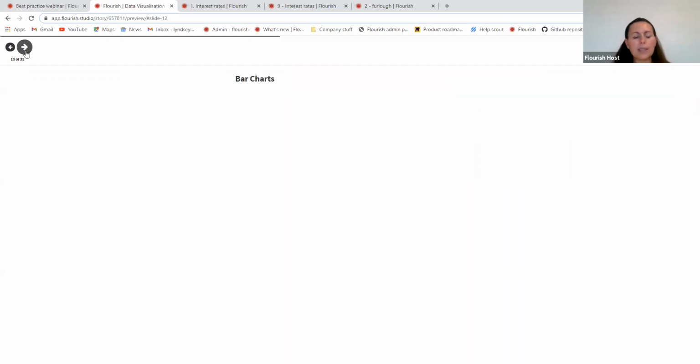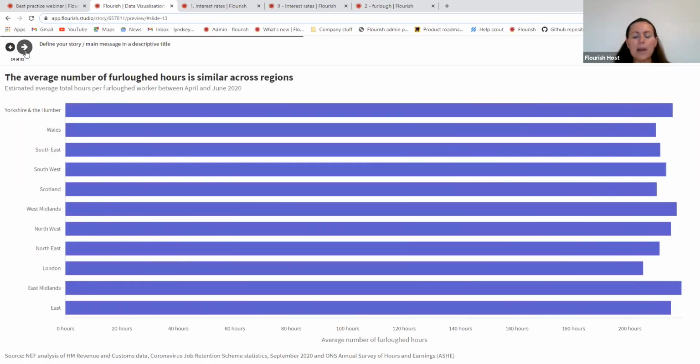So my second example is on a bar chart, again, another very popular chart type. And an example I've used for this is the average number of furloughed hours per region. So it's quite topical. And as you can see, there's quite a lot of furlough hours per worker. And so how do we make this chart easier for people to understand? So the first thing is those numerical decisions about order. So this is just in a random order, it's not that helpful.